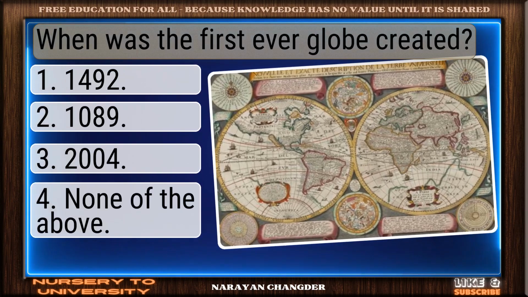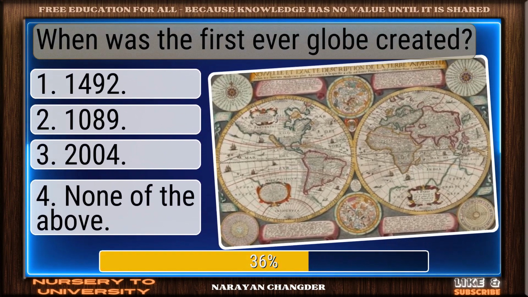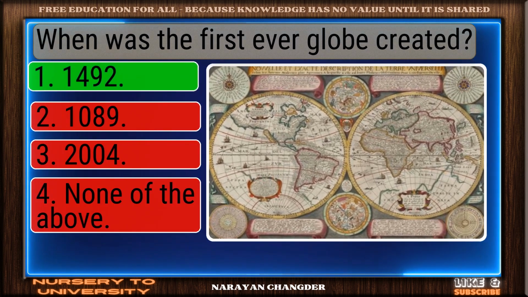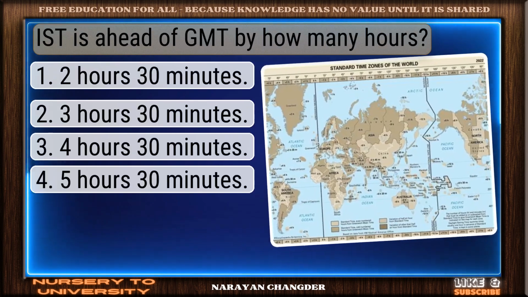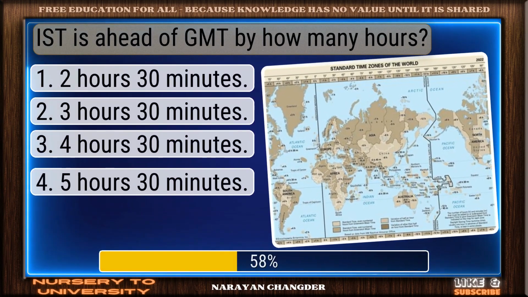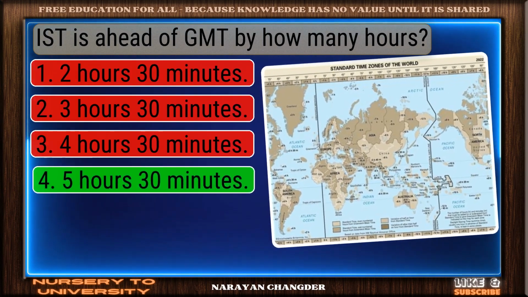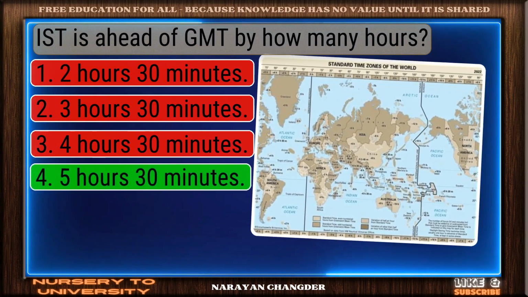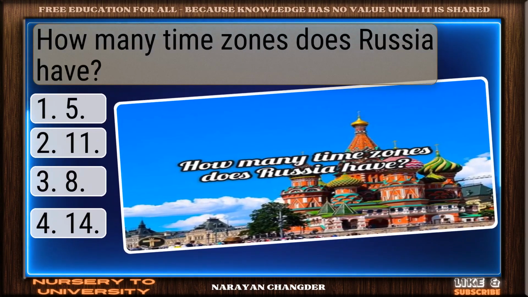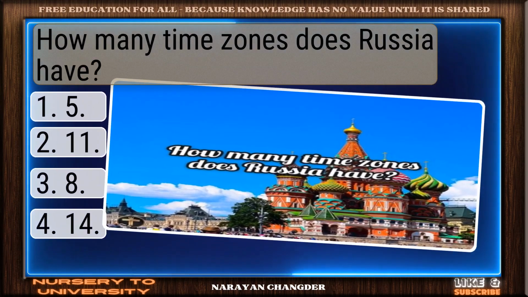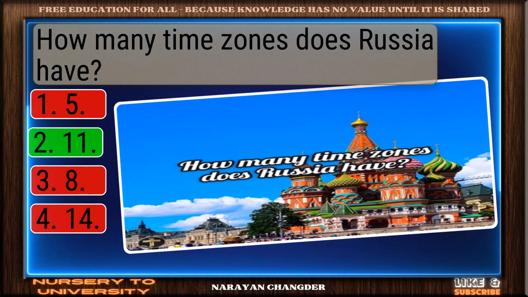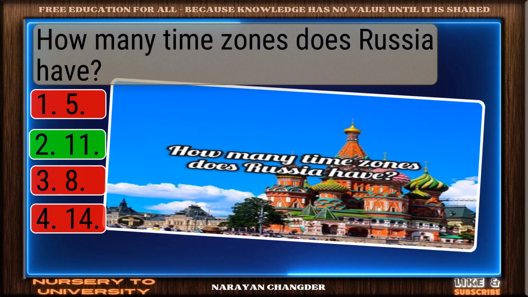When was the first ever globe created? You got it. Your choice 1492 is right. IST is ahead of GMT by how many hours? Smart pick. 5 hours 30 minutes is the correct choice. How many time zones does Russia have? Nicely done. 11 is a solid answer.